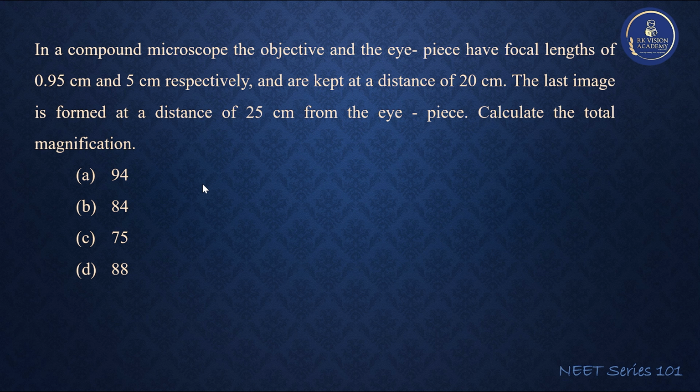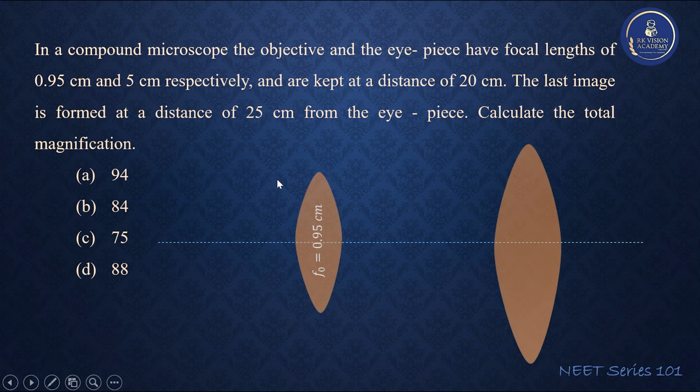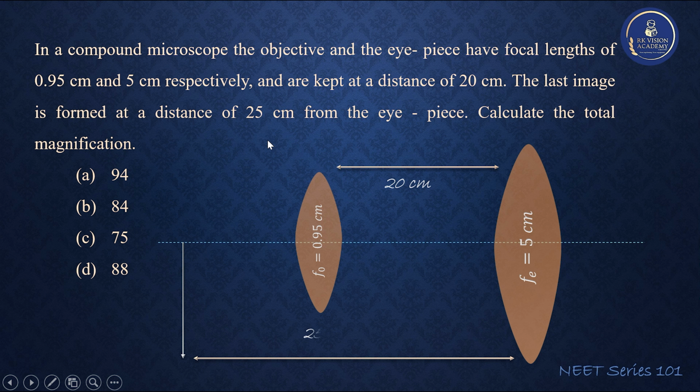This question is about a compound microscope whose objective lens has a focal length of 0.95 centimeter and an eyepiece with a focal length of 5 centimeter. They are kept at a distance of 20 centimeter, and the last image is formed at 25 centimeter from the eyepiece. They are asking for the total magnification.